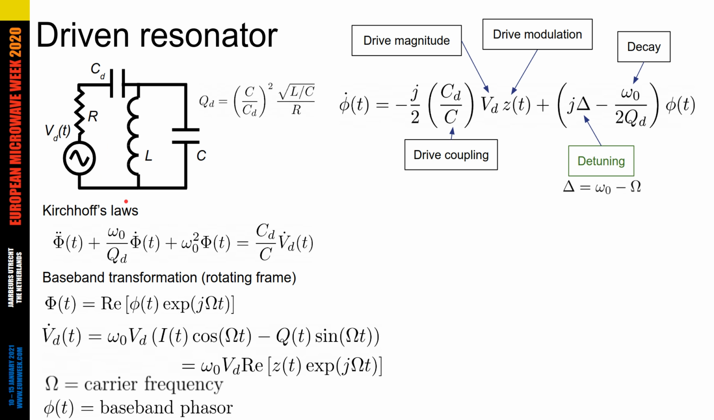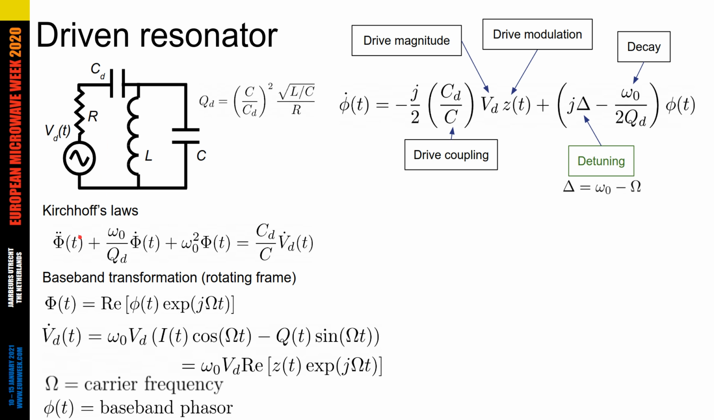Using Kirchhoff's laws, we can write down a second-order differential equation that describes this circuit. So here's that equation right here. I've written it in terms of capital phi, which is the flux through this inductor. You could do this in terms of the current in the inductor or the voltage on the capacitor, but it turns out that the flux is a particularly convenient variable to use in the quantum mechanical case.